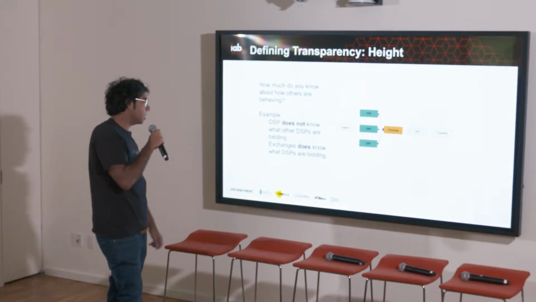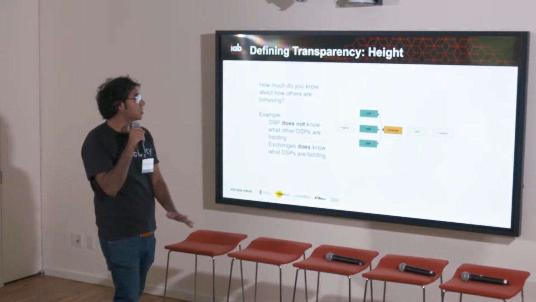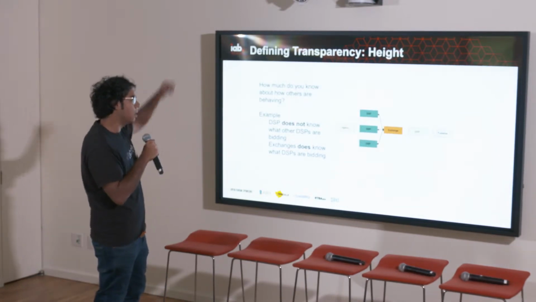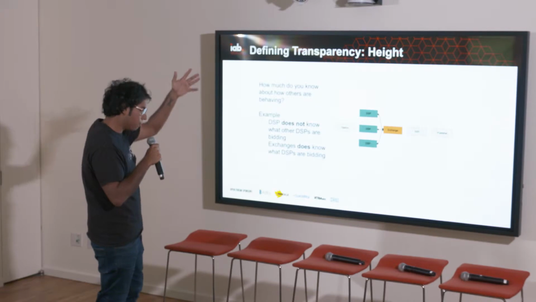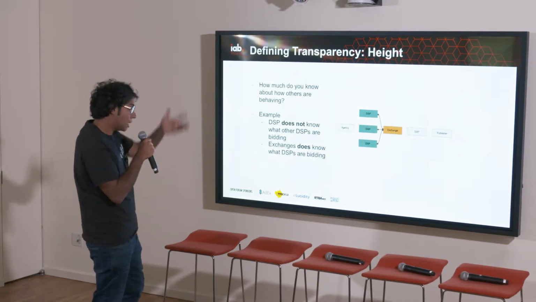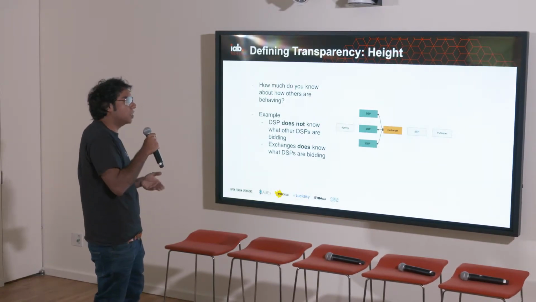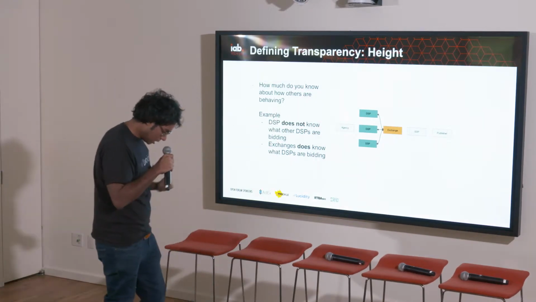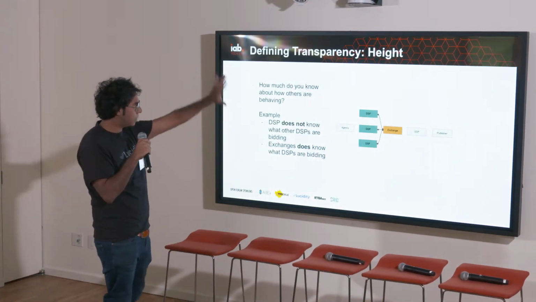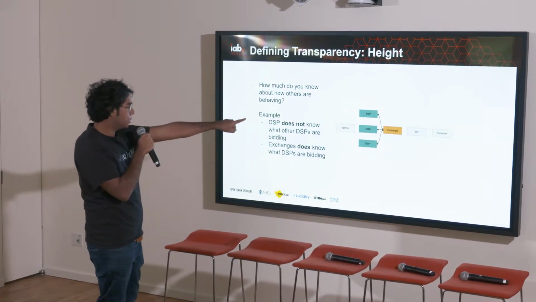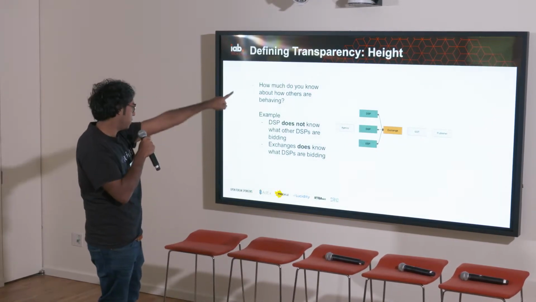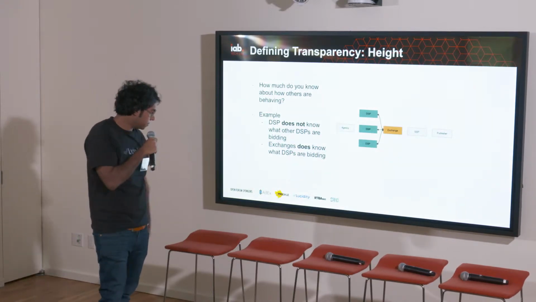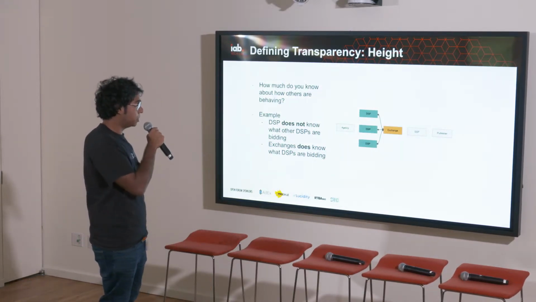But then we start getting into transparency height. What is transparency height? How much do you know about how others are behaving? For example, as a DSP, how do you know how other DSPs are behaving? How can you have enforceable auction mechanics when you don't have that transparency? You have to be careful when you're managing all this transparency. But for example, an exchange knows how other DSPs are bidding, but a DSP does not know how other DSPs are bidding. That's what we call transparency height.